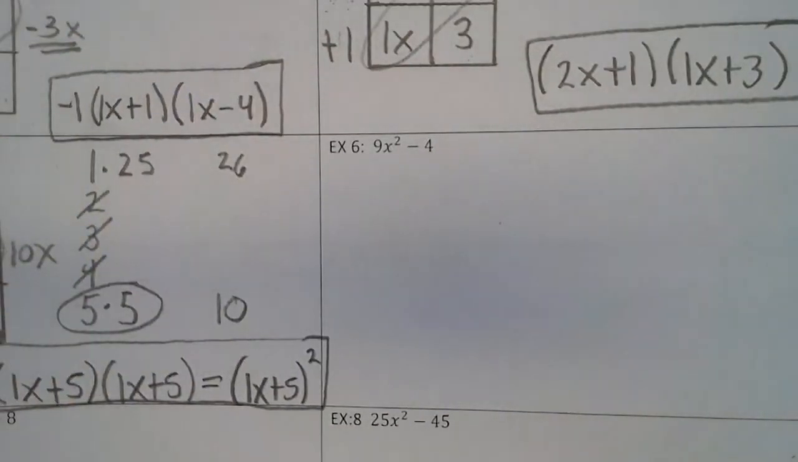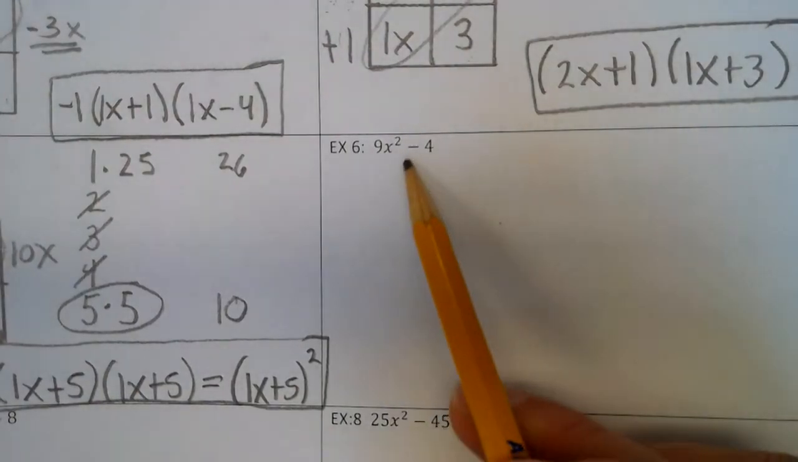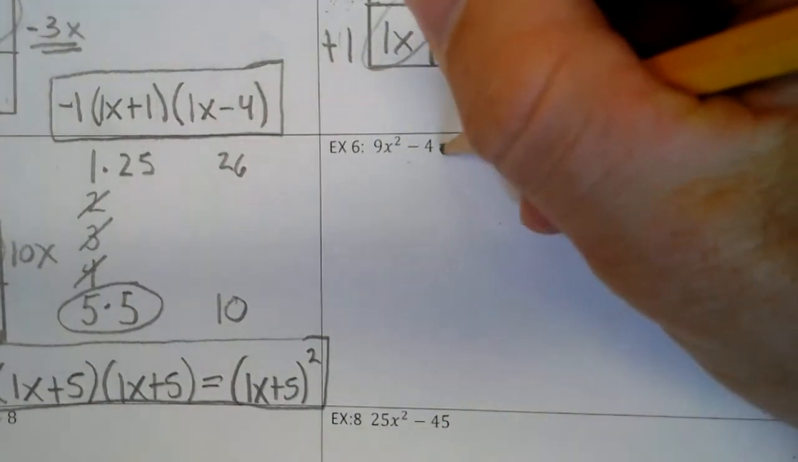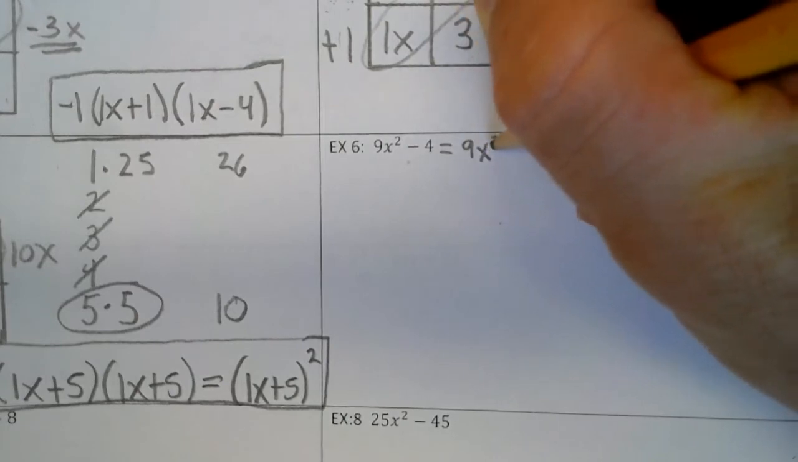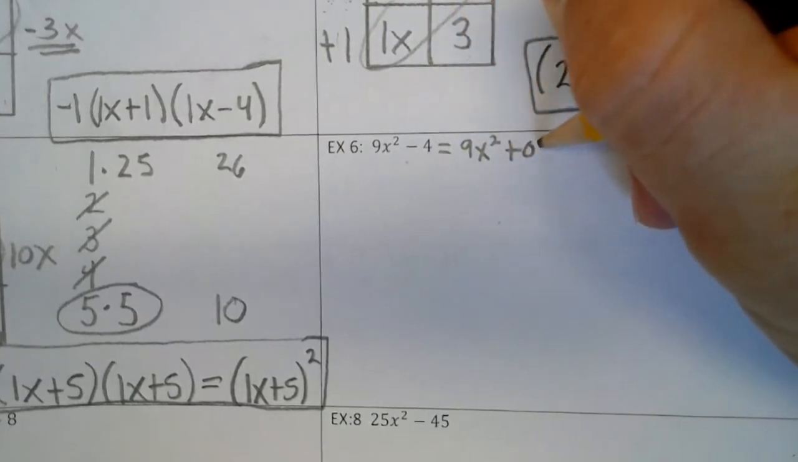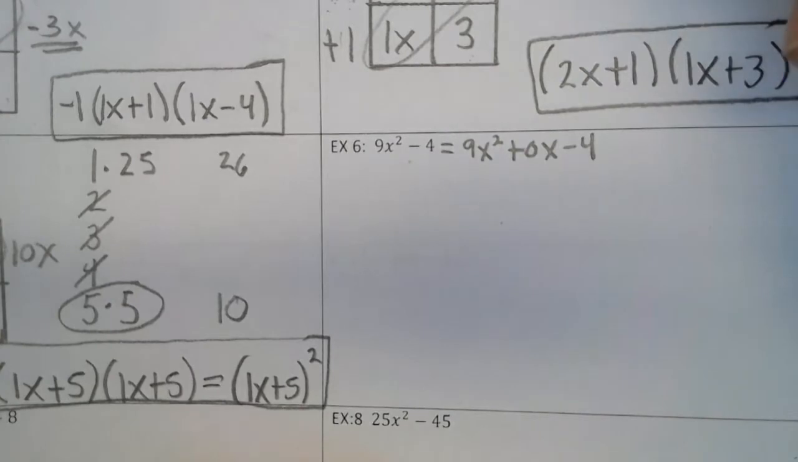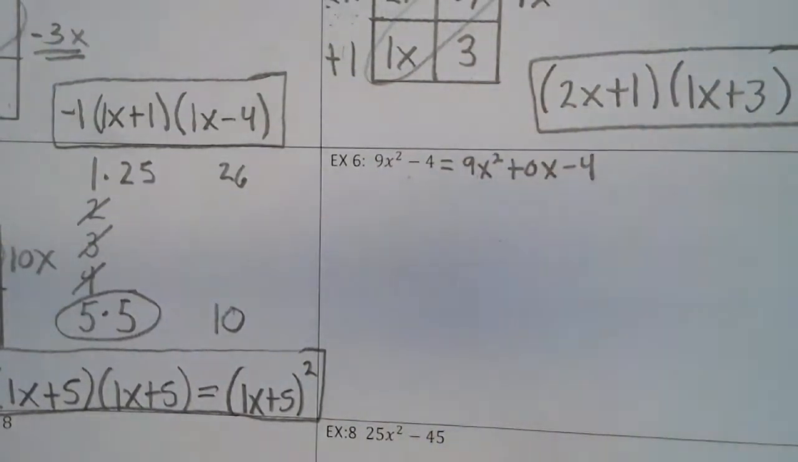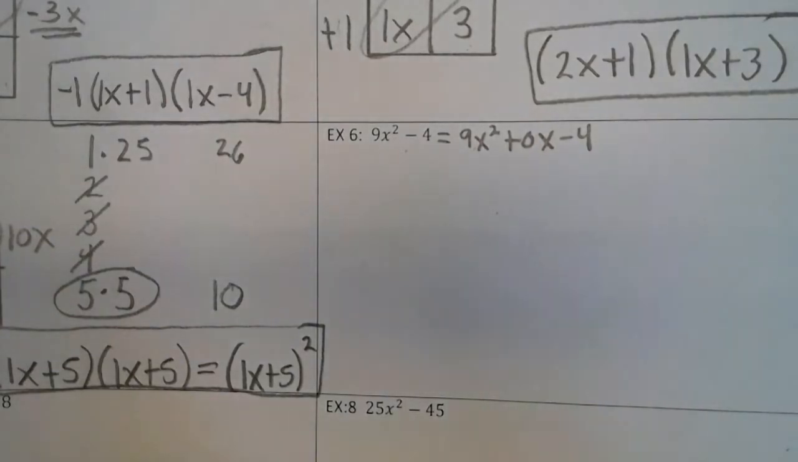All right, now when factoring, you need to have all 3 terms. If there's no middle term, that means that's 0x. So you want to rewrite this as 9x squared plus 0x minus 4. Okay, now there's no greatest common factor, so we go to factoring with the reverse box method.